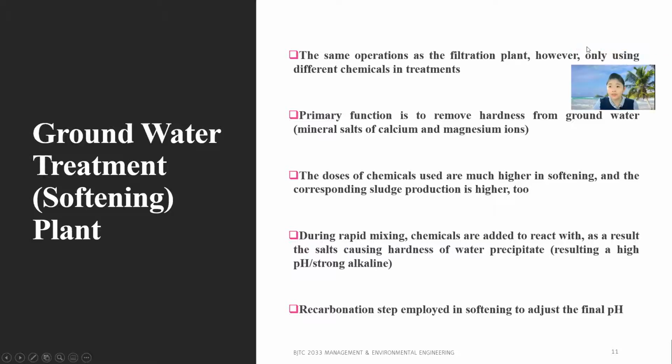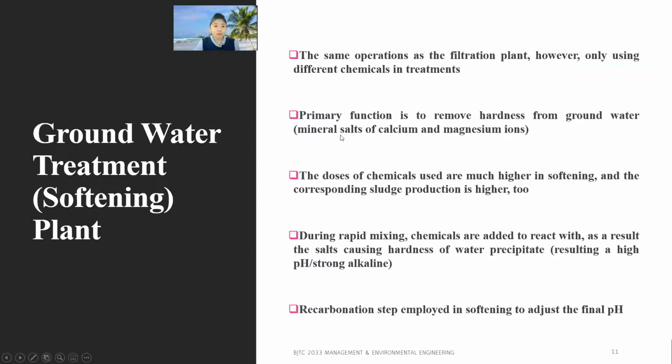When we talk about groundwater treatment, the softening plants, we need to soften the hard water. It is the same operation as the filtration plant, however only using a different chemical in the treatment at the early stage. The primary function is to remove the hardness from the groundwater, those mineral salts, calcium and magnesium. The dose of chemical used is much higher in softening, and the corresponding sludge production is also high.